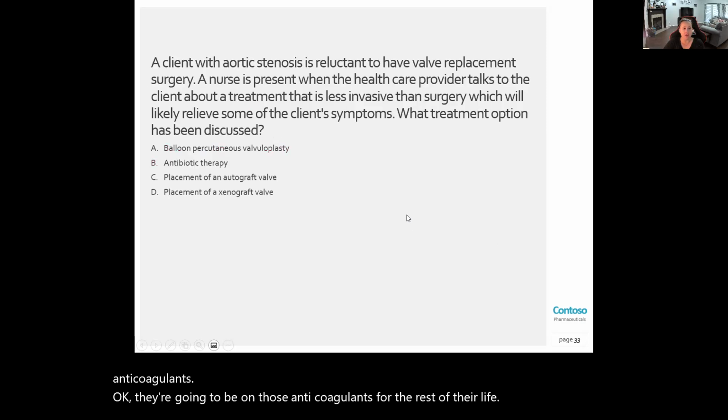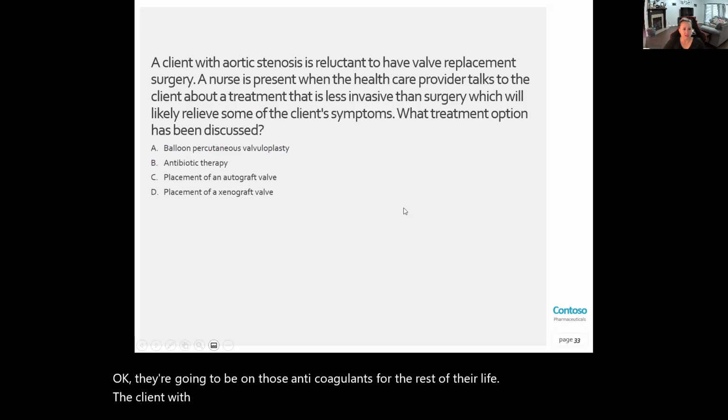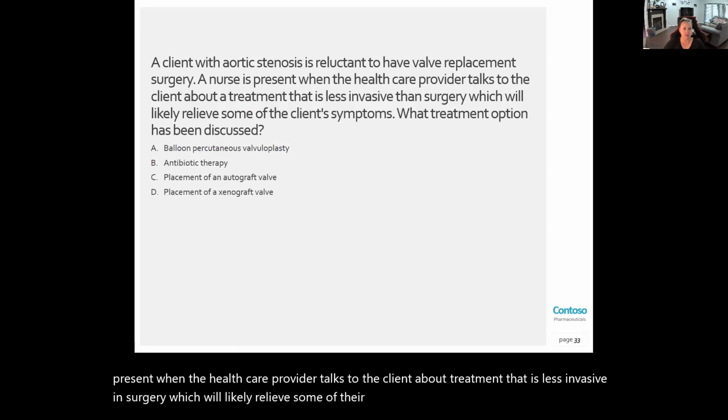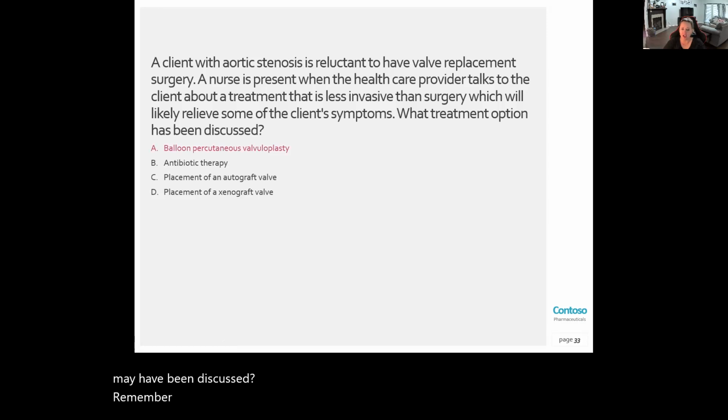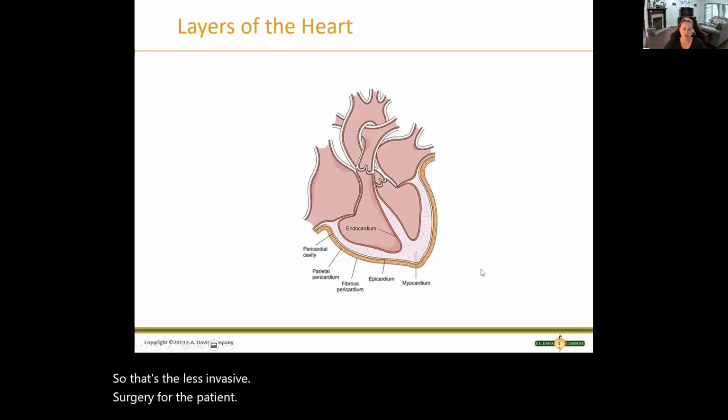All right. A client with aortic stenosis is reluctant to have valve replacement surgery. A nurse is present when the healthcare provider talks to the client about treatment that is less invasive than surgery, which will likely relieve some of their symptoms. What treatment option do you think may have been discussed? Remember that balloon valvuloplasty, so they can stick that balloon up in that valve and open it up. Okay, so that's a less invasive procedure for the patient.